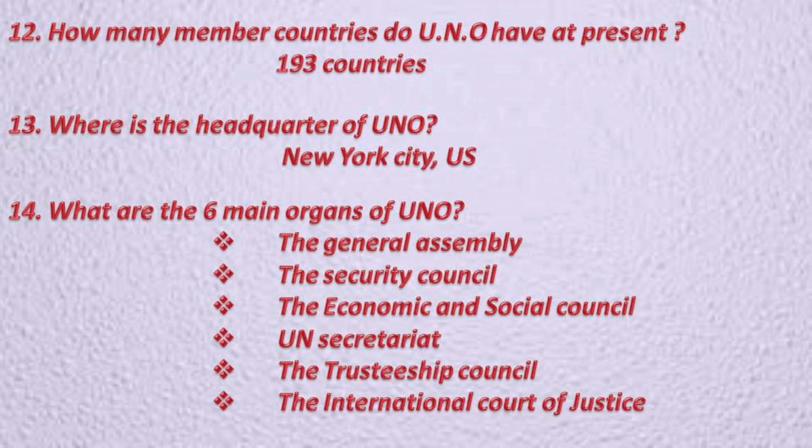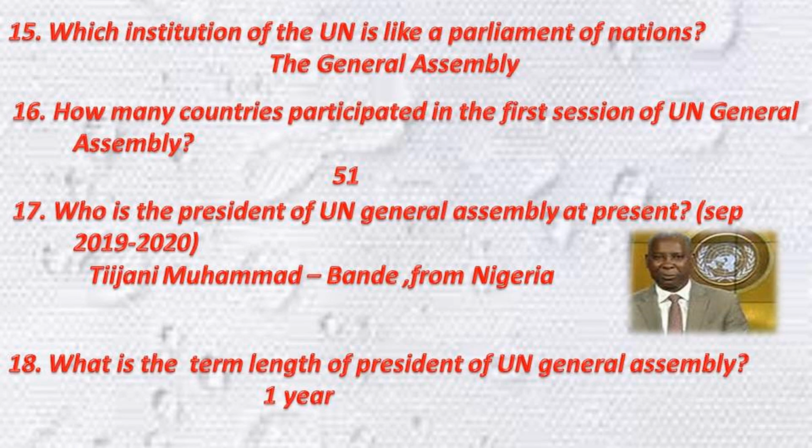14. What are the 6 main organs of U.N.O? 1. The General Assembly. 2. The Security Council. 3. The Economic and Social Council. 4. UN Secretariat. 5. The Trusteeship Council. 6. The International Court of Justice. 15. Which institution of the UN is like a Parliament of Nations? The General Assembly.